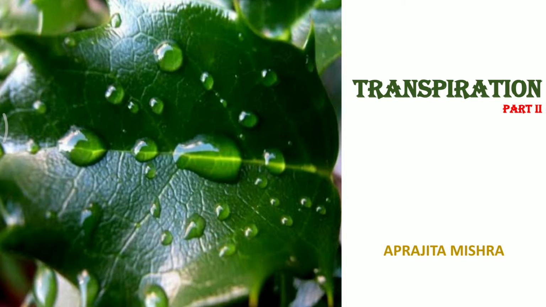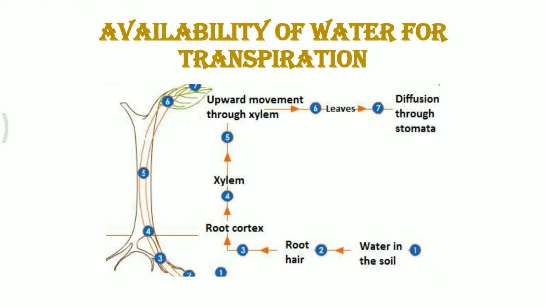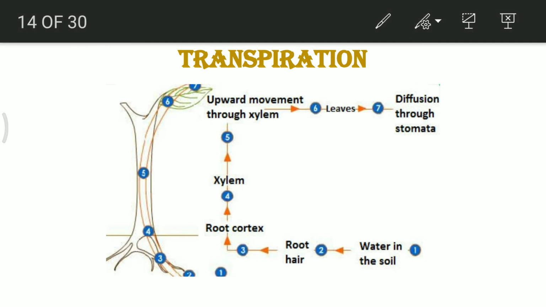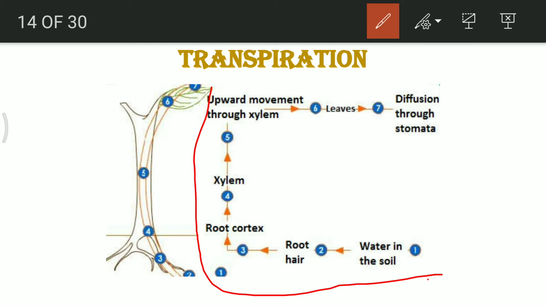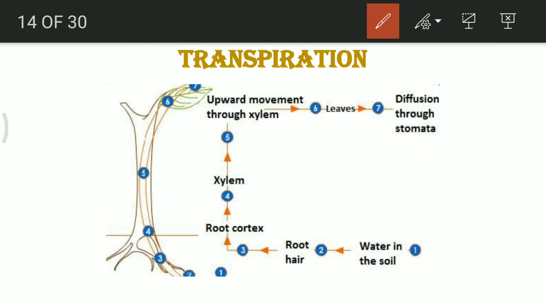Now, we will be discussing in detail the entire process of transpiration and how it takes place. If you see this diagram, that is how water is made available for the process of transpiration. The route of water movement remains the same. There are two ways shown in this diagram. One is this path, whereas the second path is starting from here. Anyways, we will focus on both the parts at the same time.